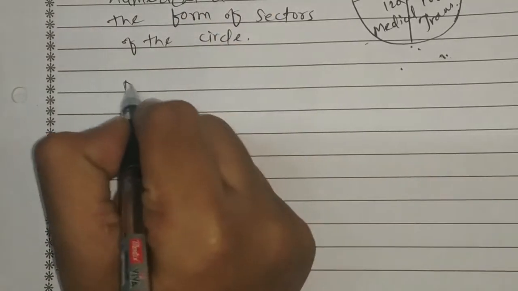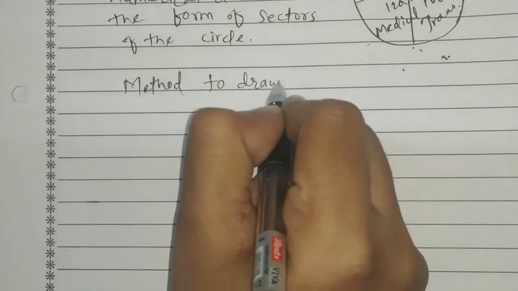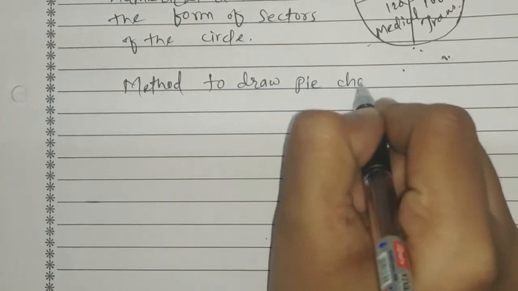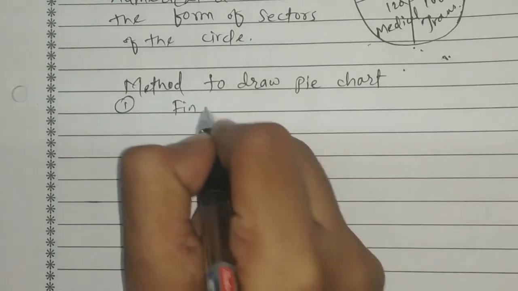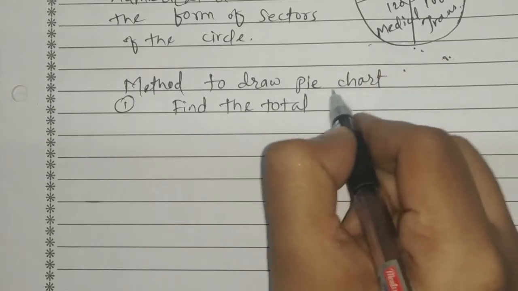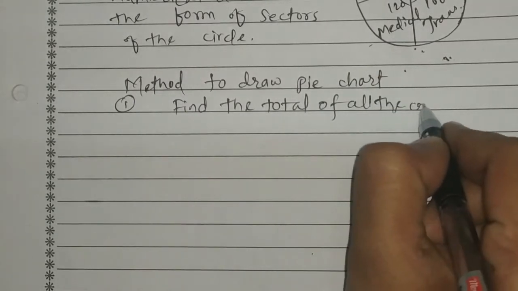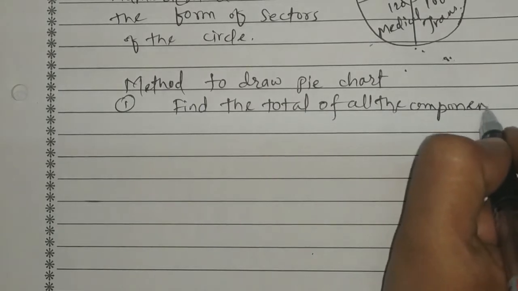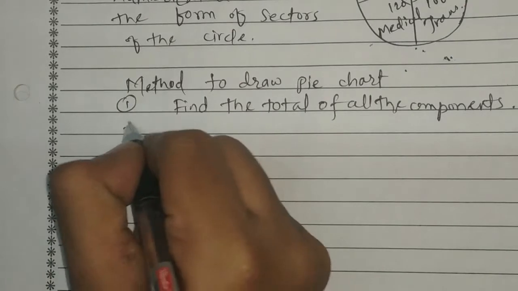Now we'll see the method to draw a pie chart. First, we have to find out the total of all the components. In the first step, we are going to find out the total of all the components. Whatever the components or data given, we'll find out the total. Like if students' marks are given, we'll do the total of all the marks.